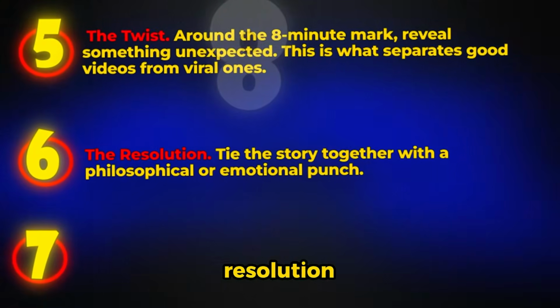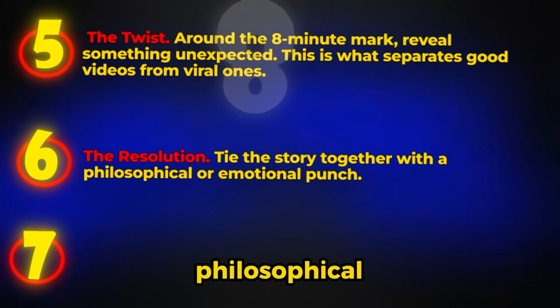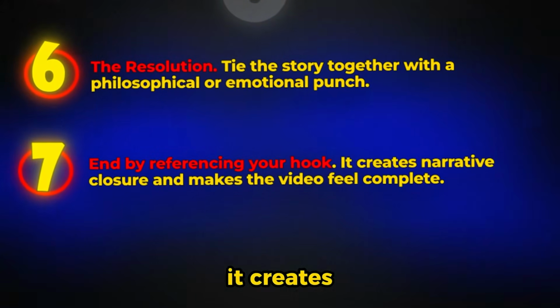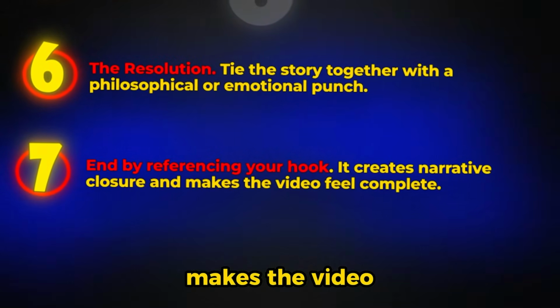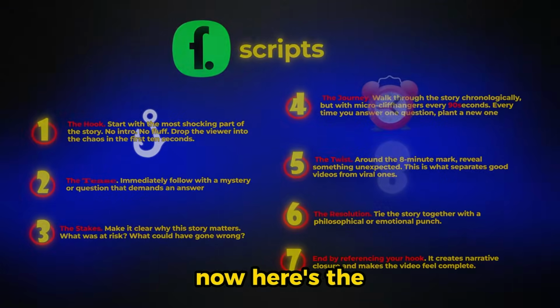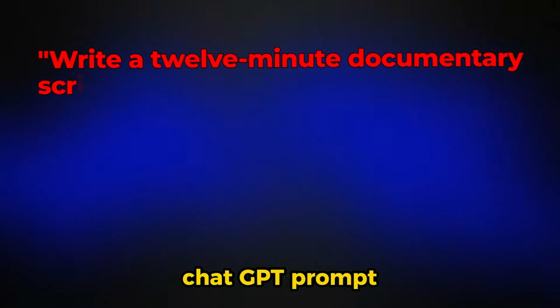Beat 6, the resolution. Tie the story together with a philosophical or emotional punch. Beat 7, end by referencing your hook. It creates narrative closure and makes the video feel complete. Now, here's the shortcut. Use this ChatGPT prompt.